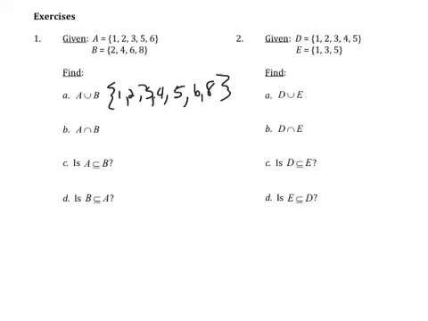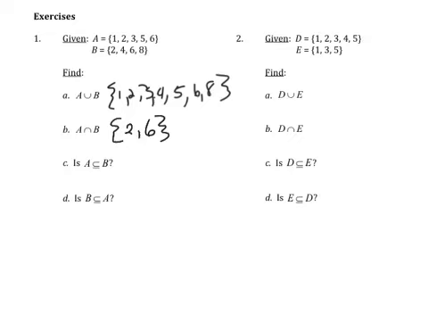That's the union of A and B. Now the intersection of A and B is what they have in common. So if you look up here, they both have a 2 and they both have a 6. So the intersection of A and B is 2 and 6. It's what they have in common.